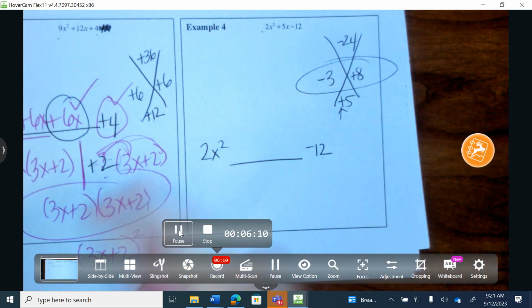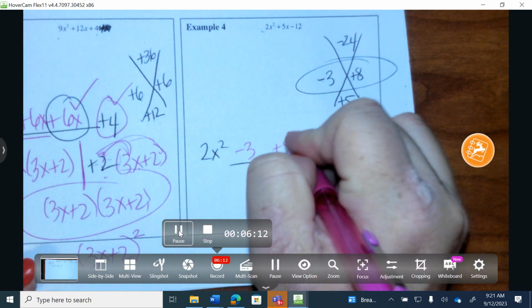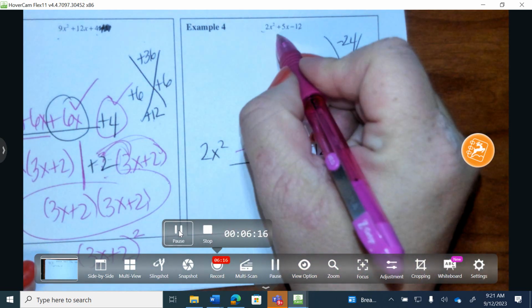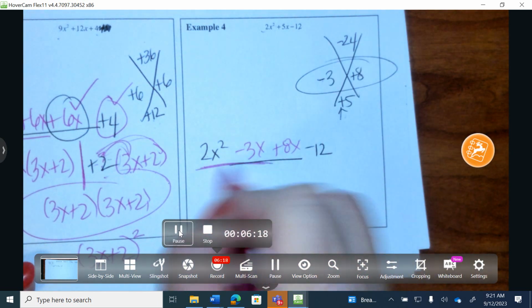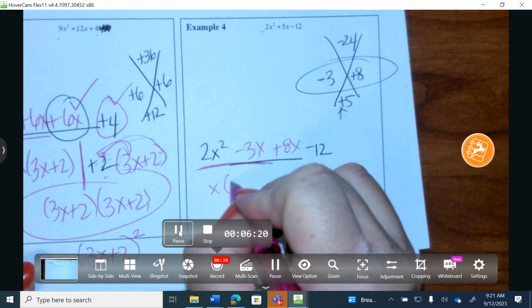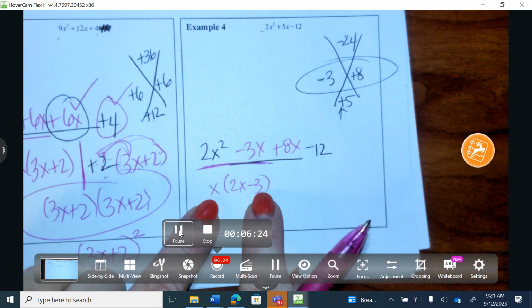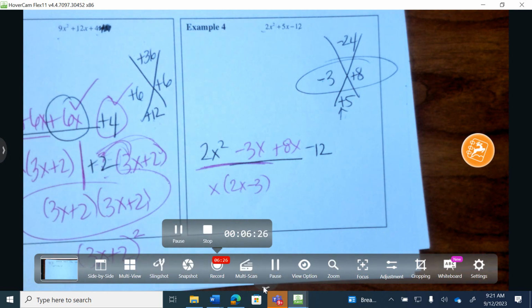Okay, I'm going to write down those two combinations. Now remember, here's the common mistake. Students forget to put an x here. These two have to combine to give you a 5x. Underlining the first two, I can factor out an x. 2x minus 3. Let's make sure I did it right. 2x squared minus 3x. Okay, let's go on to the next part.